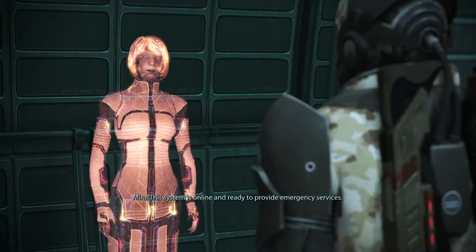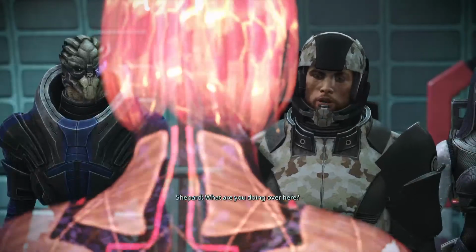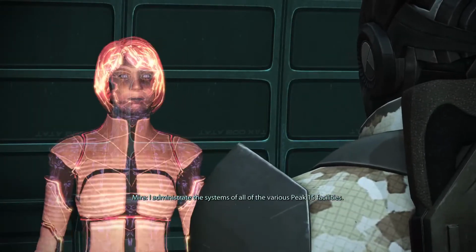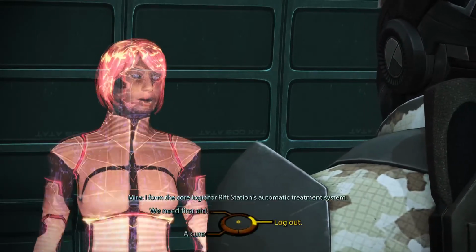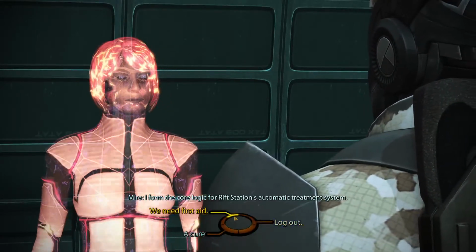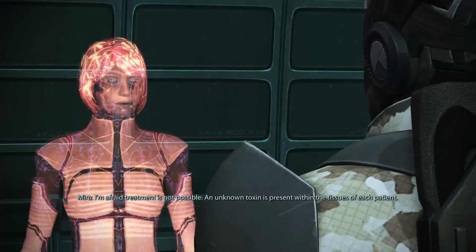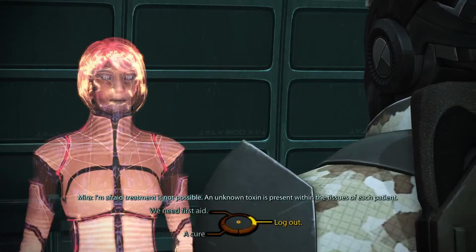System is online and ready to provide emergency services. What are you doing over here? I administrate the systems of all of the various Peak 15 facilities. I form the core logic for Rift Station's automatic treatment system. What treatments have been attempted? I'm afraid treatment is not possible. An unknown toxin is present within the tissues of each patient.